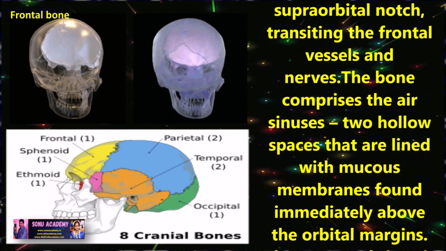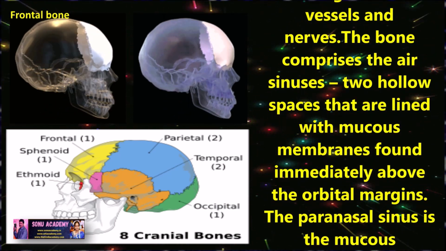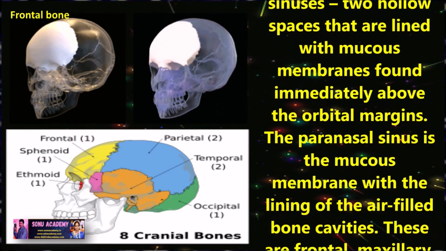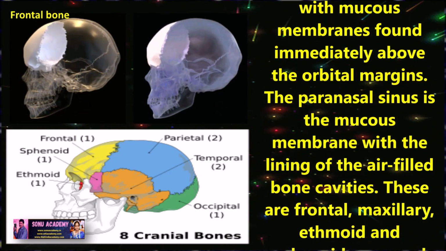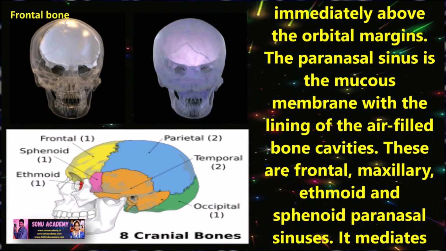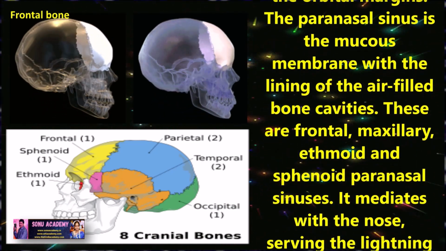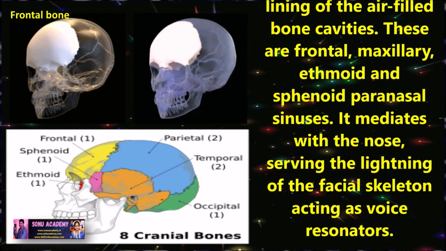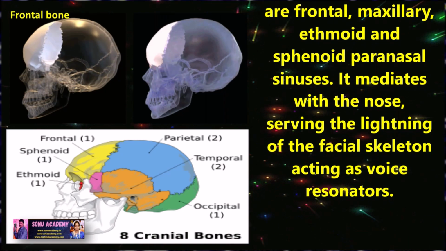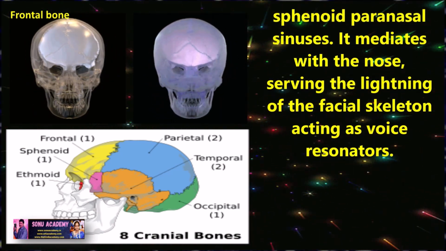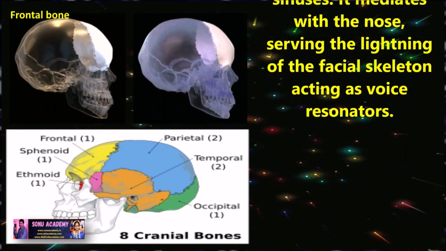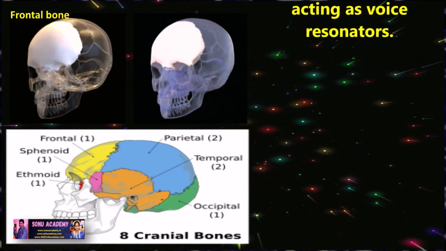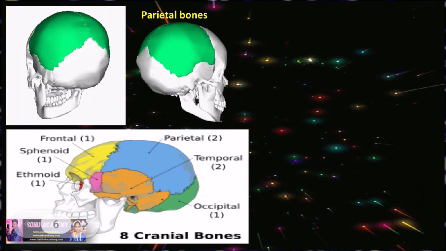The bone contains the air sinuses, 2 hollow spaces lined with mucous membrane, found immediately above the orbital margins. The paranasal sinus is a mucous membrane lining of the air-filled bone cavities. These are the frontal, maxillary, ethmoid and sphenoid paranasal sinuses. It communicates with the nose, serving to lighten the facial skeleton and acting as a voice resonator. This was a brief on skull bones, the different types.